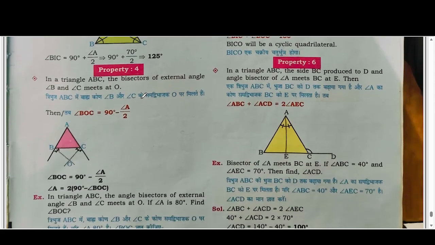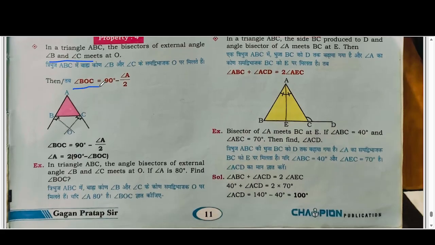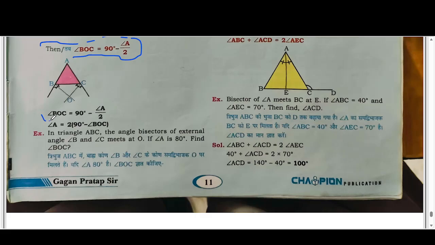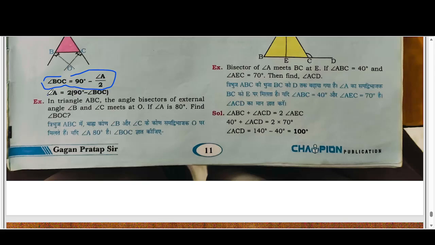In triangle ABC, the bisectors of the exterior angles B and C meet at O. Then angle BOC is 90 minus half of angle A, that is 90 minus A by 2. So half of angle A is equal to 90 minus BOC.